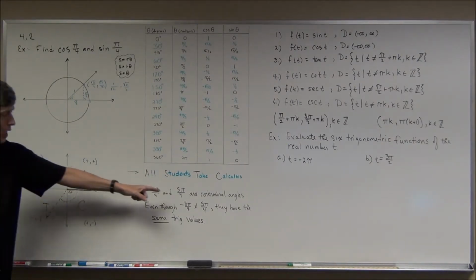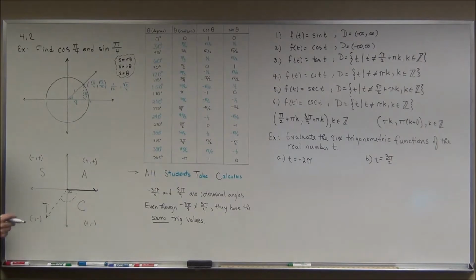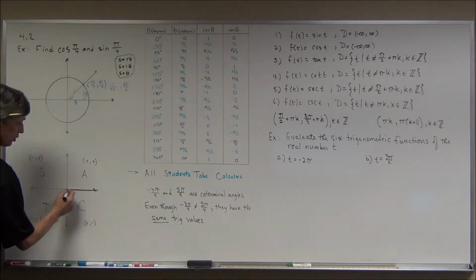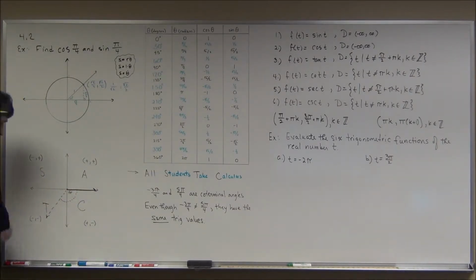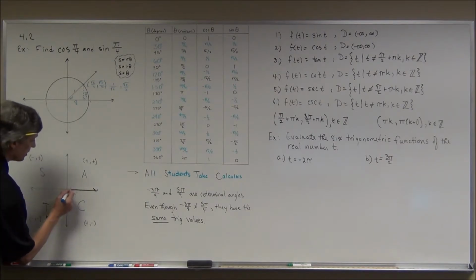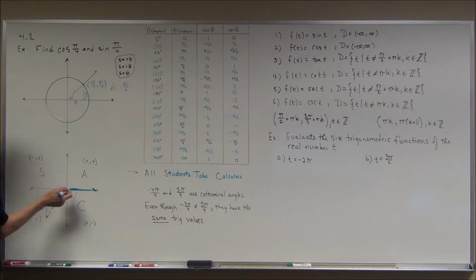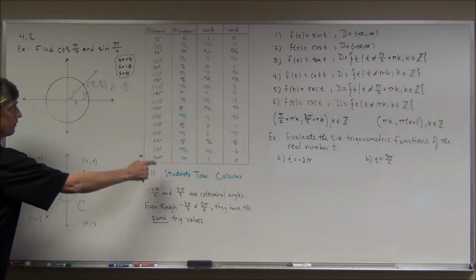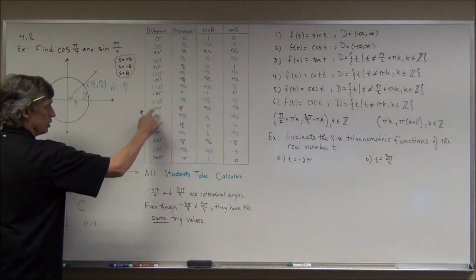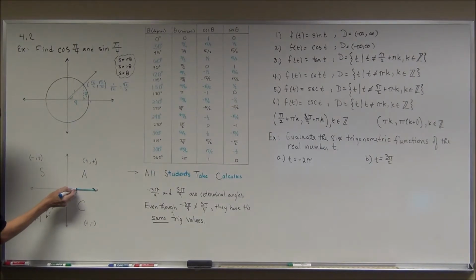Well, 5 pi over 4 in standard position, if I wrote that angle in standard position, again, initial ray this way. Here, I'll put this in a different color here, initial side right here. But now 5 pi over 4, if you need to, you can look up here, is 225 degrees. That would be counterclockwise, and look where I end up at.